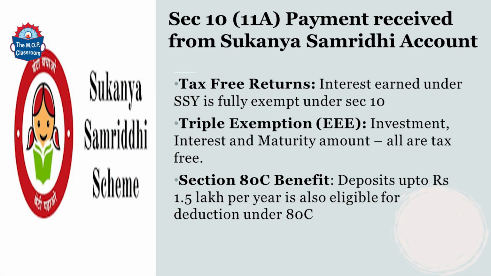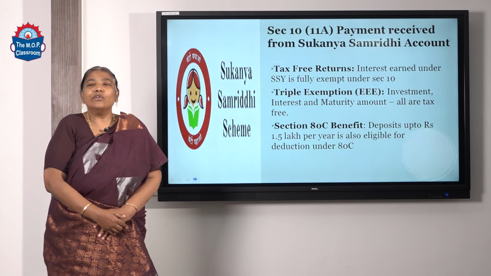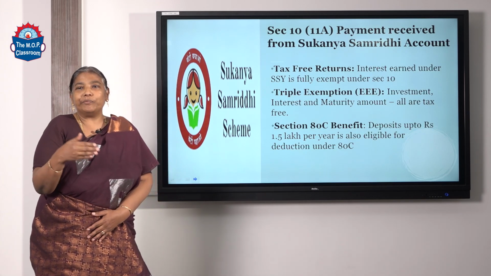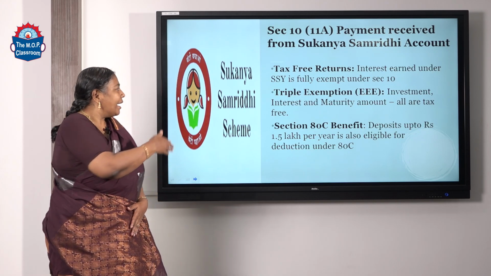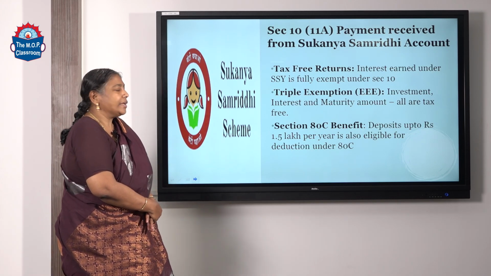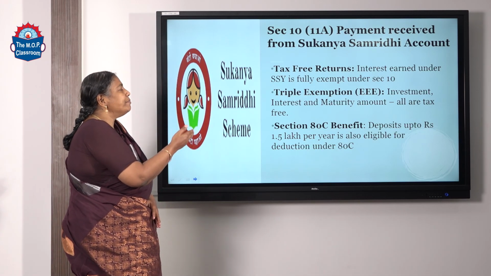Next comes payment received from the Sukanya Samriddhi account. Sukanya Samriddhi, which we call Selva Magal Semipu Thittam, that is Sukanya Samriddhi Yojana, is only for the welfare of a girl child. This scheme was introduced by the government. And here we follow this triple exemption, which is triple E: investment, interest and maturity.